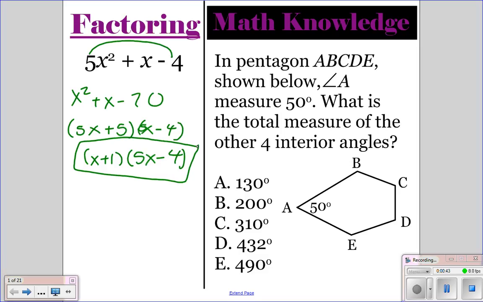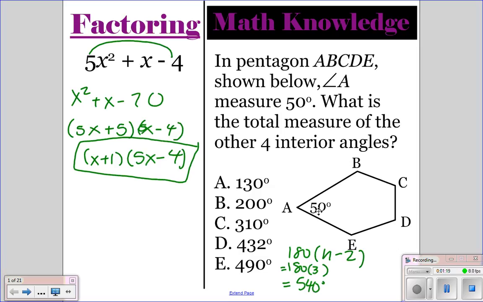For the math knowledge question, they tell us that angle A is 50 degrees. We want to know what the other 4 angles add up to be. Well, we are going to use our formula 180 times n minus 2. That's the sum of the interior angles. On this, the n is the number of sides. So we have 5 sides because it's a pentagon. So we're going to do 180, and then 5 minus 2 is 3. And so that will give you 540 degrees. That's the total.